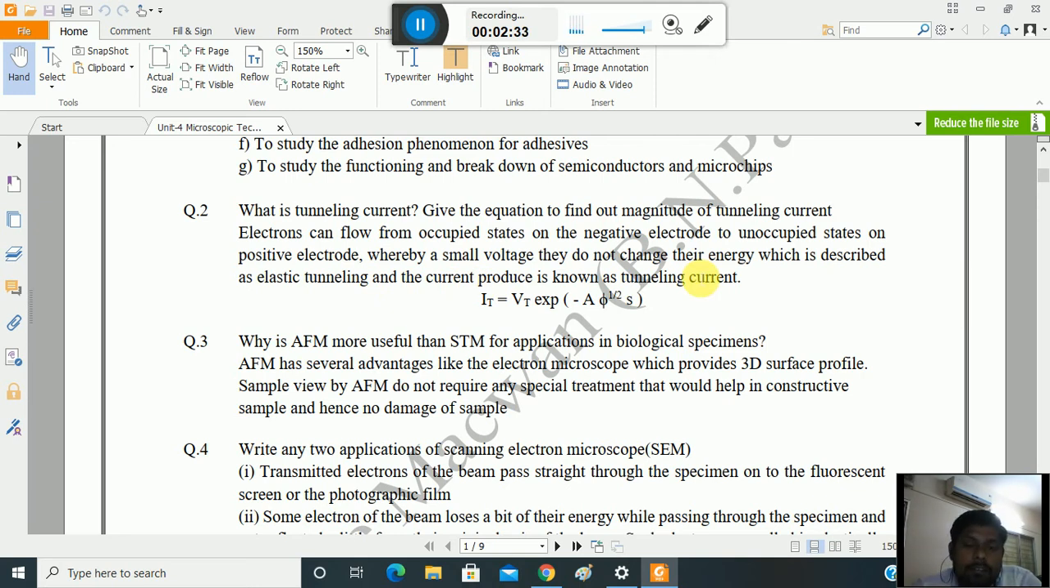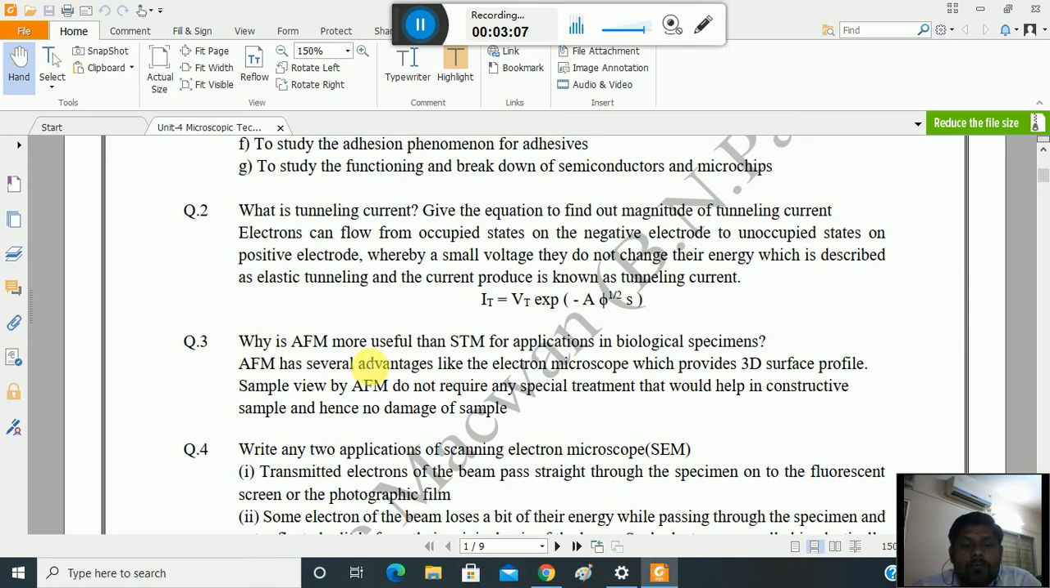When I discuss the long question part, at that time I will explain what elastic scattering is. But here we can say that when an electron moves from the occupied state of the negative electrode to the unoccupied state of the positive electrode, the current produced in between is known as the elastic tunneling current. And the equation is I_T, the tunneling current, proportional to V, the tunneling voltage, times e to the power minus A φ^(1/2) s.